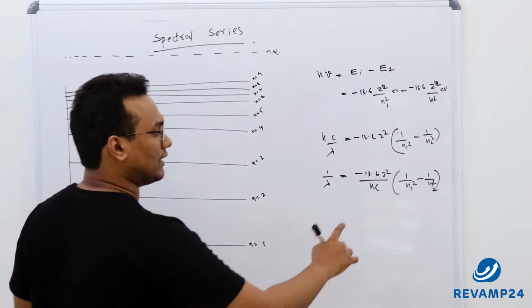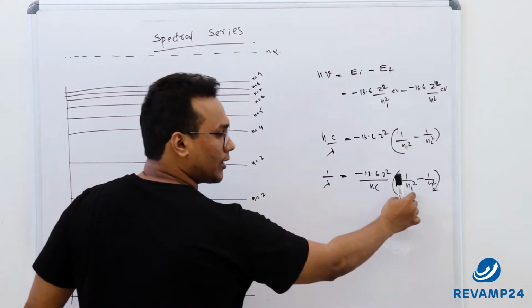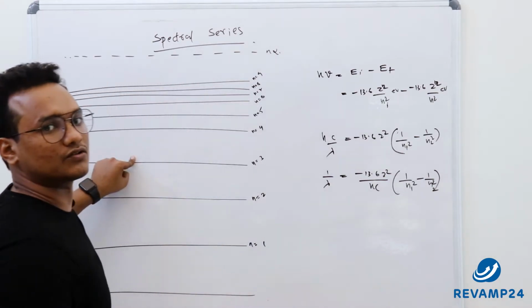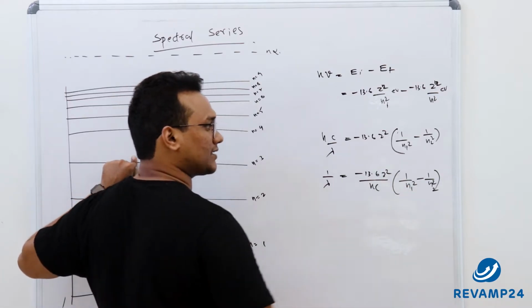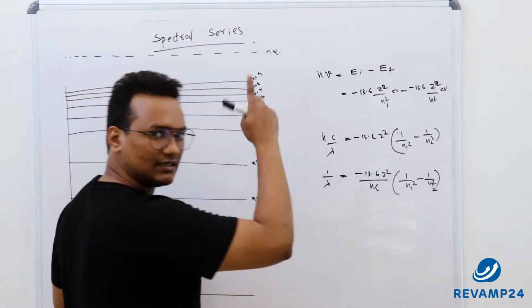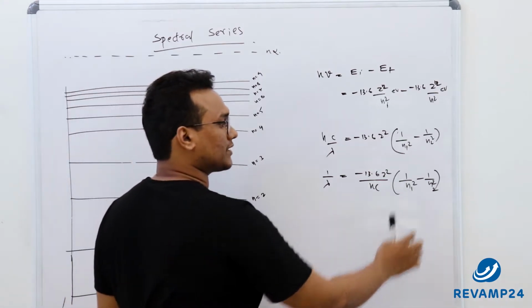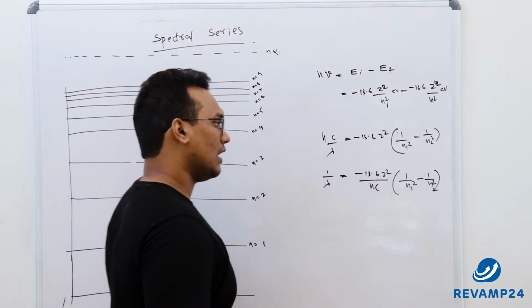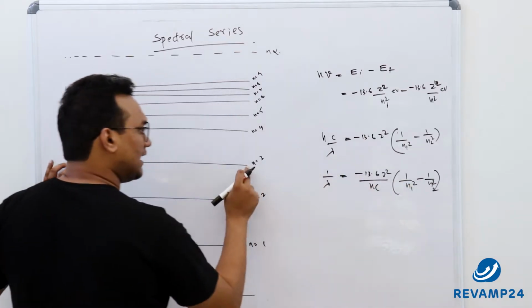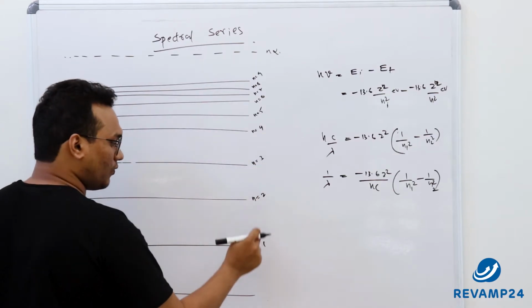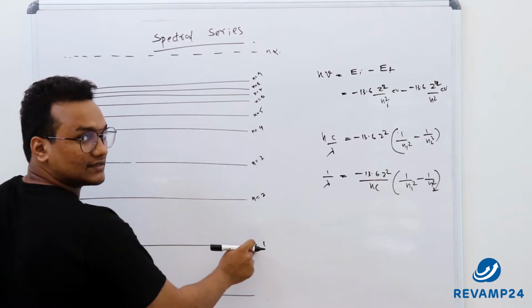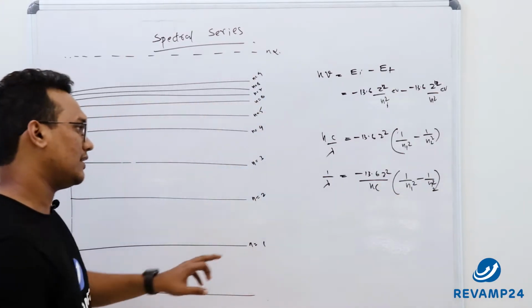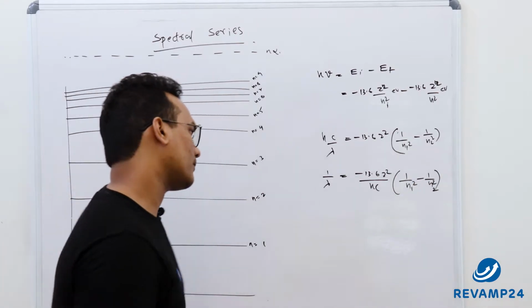In school, if they have taught n2 square minus n1 square, then n2 represents your excited state, that is from where it is coming, and n1 represents to where it is going. As per my equation, n1 represents the initial position, from where it is coming, and n2 represents where it is going. If you have any confusion, just think logically. Initially the energy will be higher. Let's say it is going from 3 to 1, higher energy to lower energy. So n1 is associated with higher energy, n2 is associated with lower energy, that is, from where it is coming to where it is going.